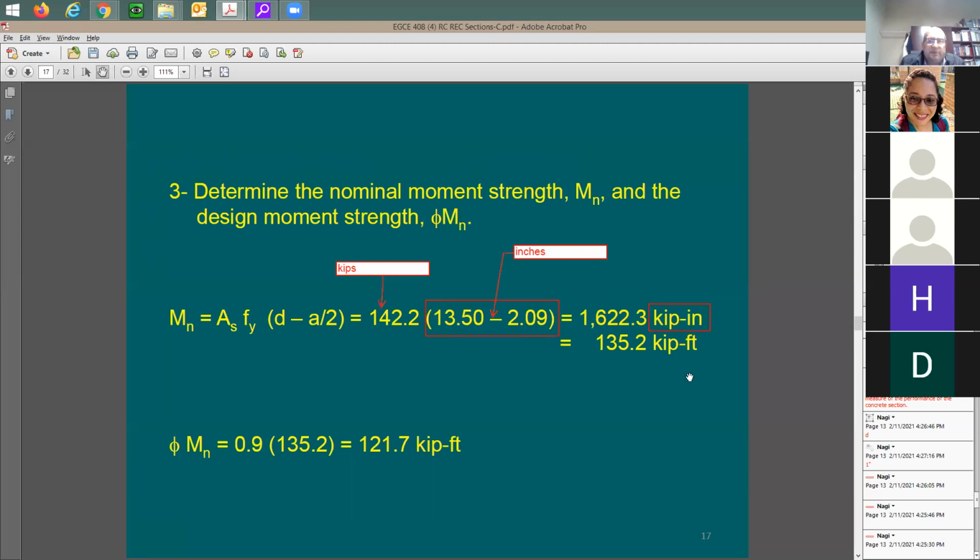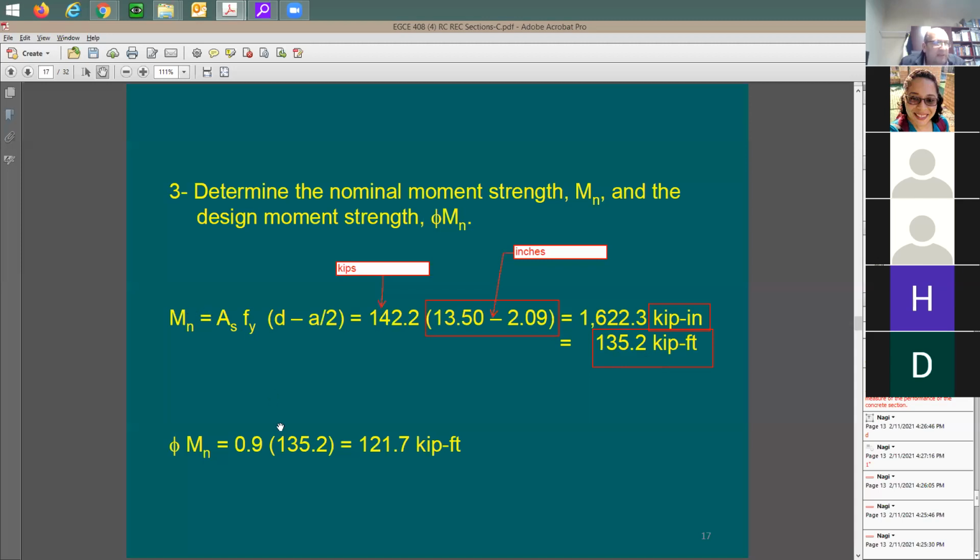You need to keep track with your units. Usually, if you like to report a moment, you report it in kip foot in concrete design. If you do design, it's going to be in pound inch or pound foot. But in concrete design and steel design, it needs to be in kip foot. So be sure when you're solving for any moment that you do it in kip foot. And please remember this. Okay? Now at the end, this 135.2 kip foot is going to be the nominal.